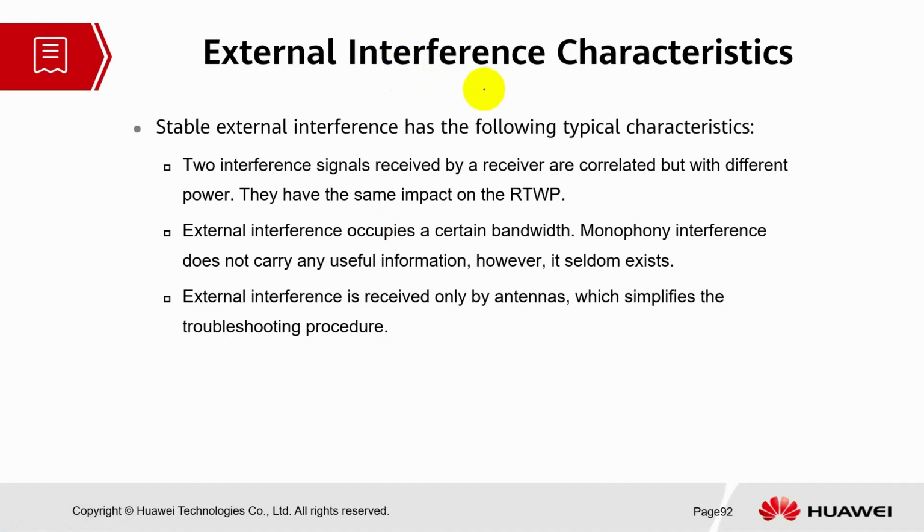For external interference characteristics, stable external interference has the following typical characteristics. Two interference signals received by a receiver are correlated but with different power, so they have the same impact on the RTWP, received total wideband power. External interference occupies a certain bandwidth. Monophony interference does not carry any useful information, however, it seldom exists. External interference is received only by antennas, which simplifies the troubleshooting procedure.